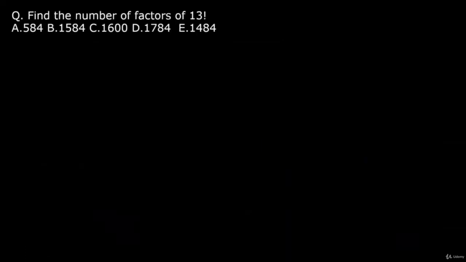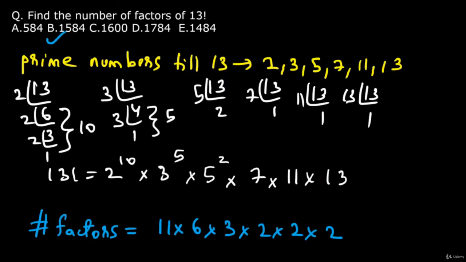Let's read the next question. Find the number of factors of 13 factorial. Alright, now what's the answer to this question? The number of factors is 1584, or option B. Now to proceed with this, the first step is we need to prime factorize 13 factorial. Now how do we do that? First we list down all the prime numbers till 13. That's 2, 3, 5, 7, 11 and 13. And then we have to check how many of each of these is there in 13 factorial, right? Let's start with 2.